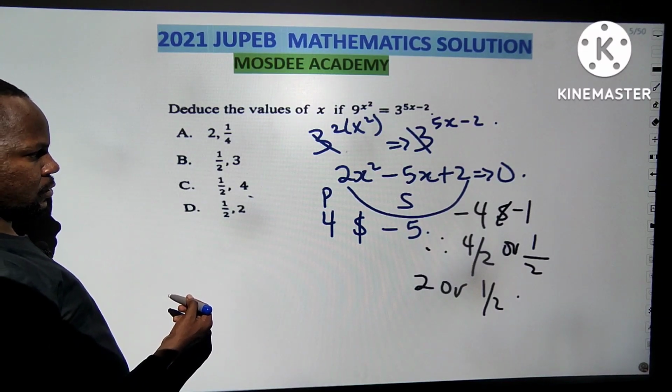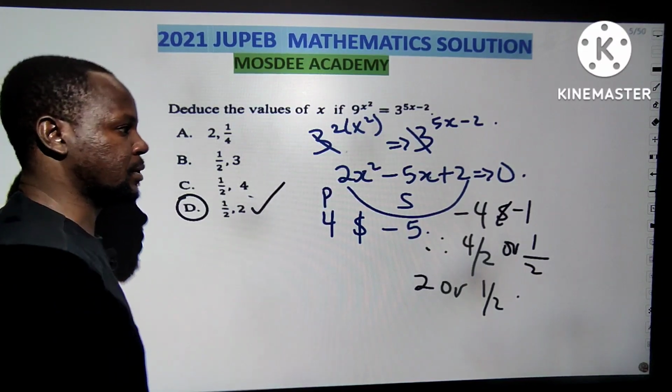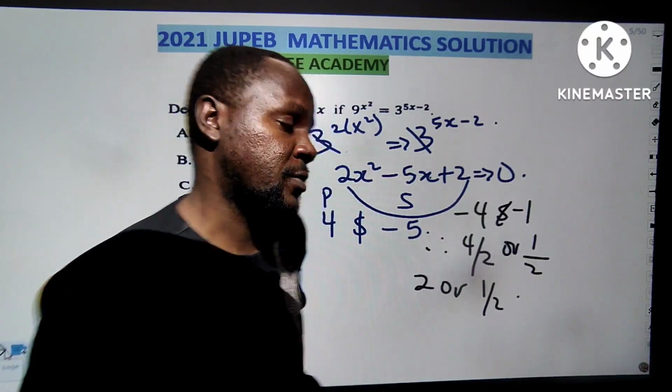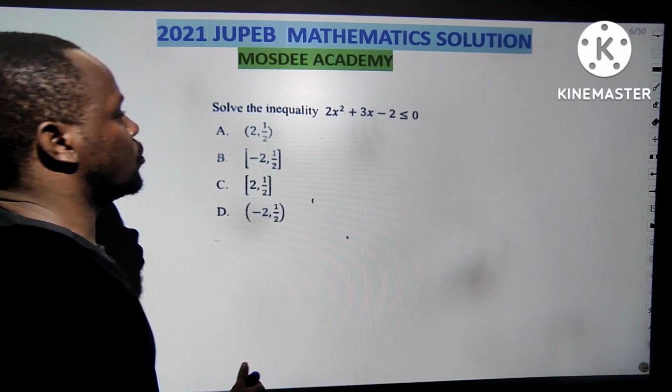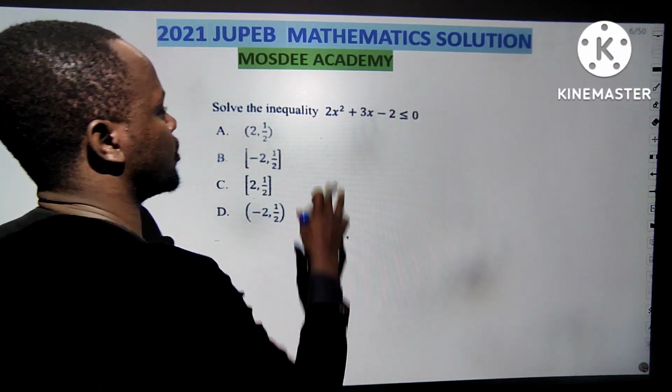I'm looking for option D. So I think this is a direct question. We can save time so that we can use it on the next one. Inequality should also be a direct solution for everybody. We are solving this inequality of 2x squared.